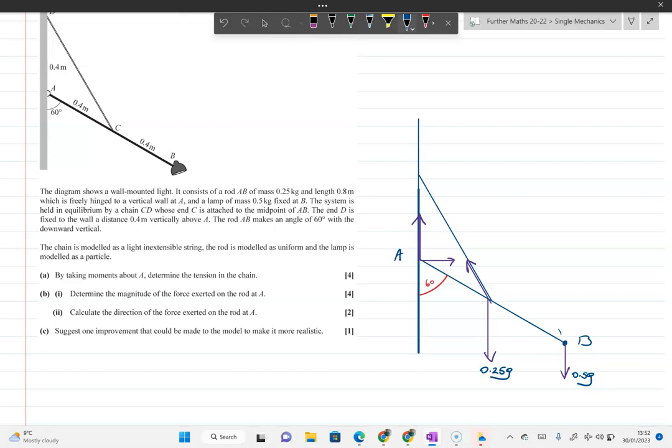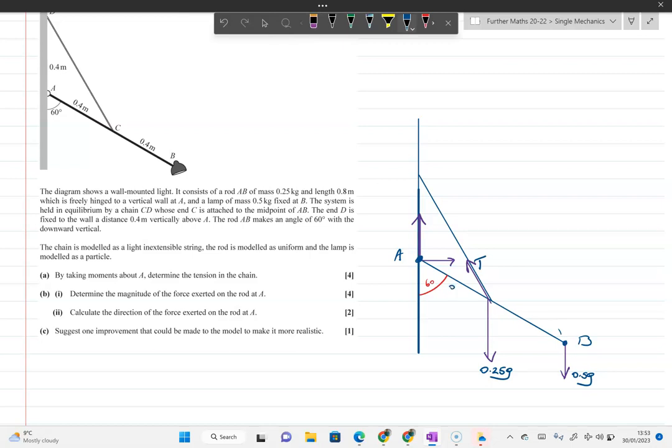And it's got a hinge here. We won't need that for the next part, but it's hinged today. And there's also a tension in this chain. This chain is modelled as a light inextensible string. So it's called a tension in that, T.